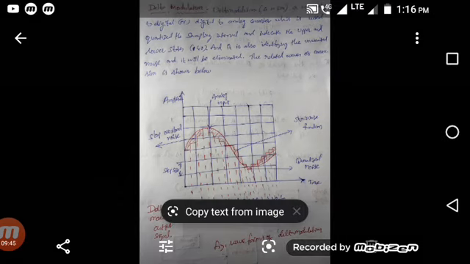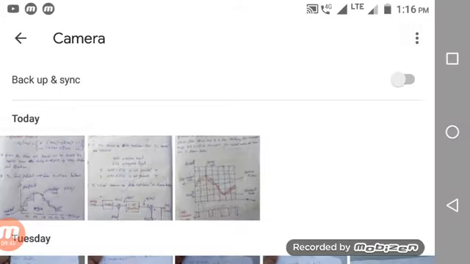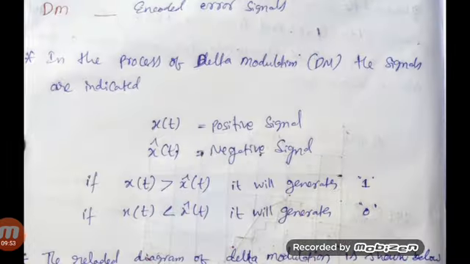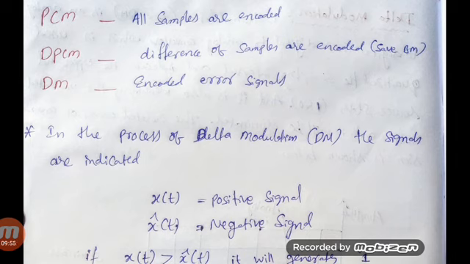Already we have seen the differences. In PCM, pulse code modulation, all samples are encoded. But in differential pulse code modulation, the difference of samples is encoded, and in delta modulation the error signals are encoded. These are the differences between PCM, DPCM and delta modulation.